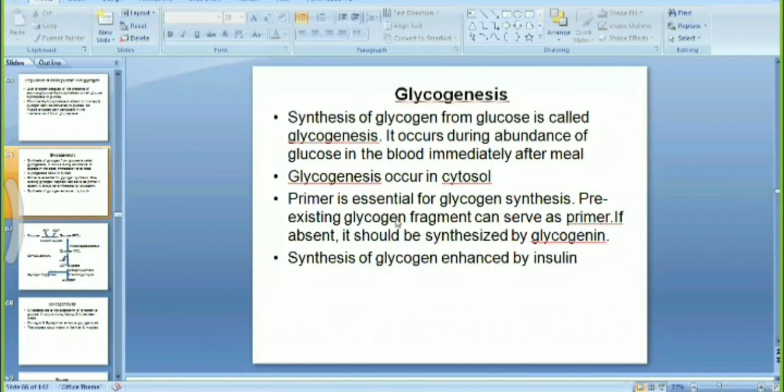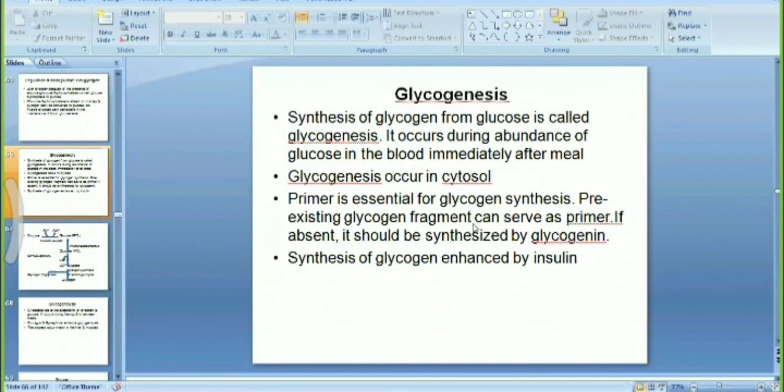Okay. Primer is essential for glycogen synthesis. Without primer, glycogen synthesis is not possible. Primer is the source. This is a teeny, small fragment of glycogen over which glycogen can be synthesized. Just as for preparation of curd, if we wish to prepare curd, there must be some source of curd, a bit. Otherwise it is not possible to synthesize the curd.